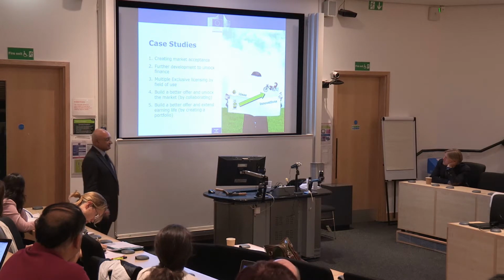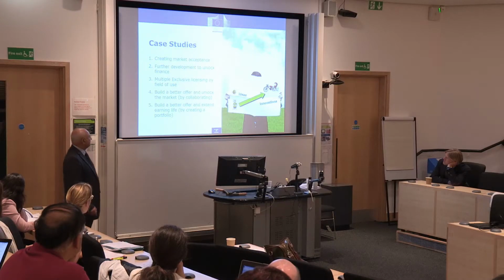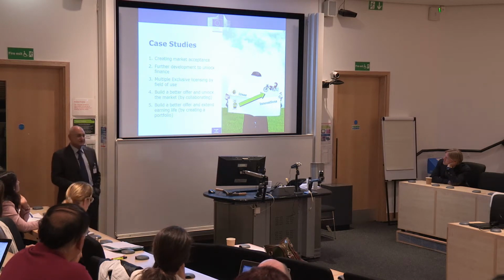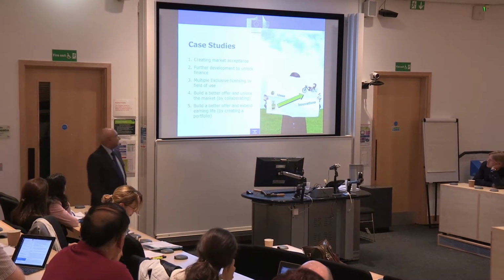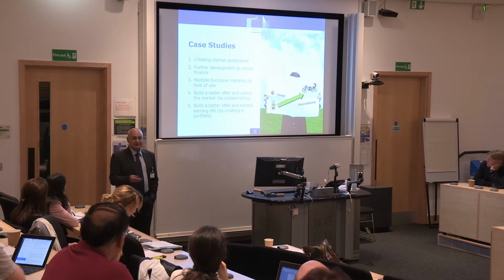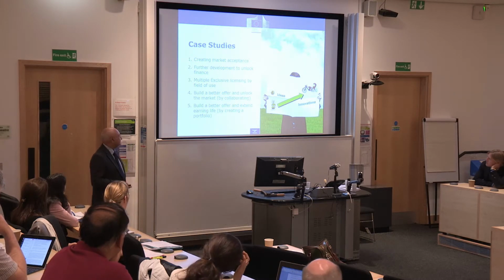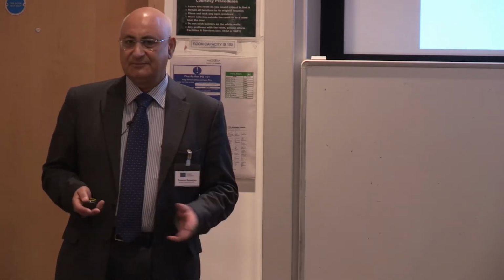The second one is about trying to unlock the market because you needed to do further development. That's one we mentioned earlier. Multiple exclusive licensing by field of use, and why you might want to do that. Building a better offer by collaborating with others and unblocking the market, and then building a better offer and extending the earning life by maybe deciding to build a portfolio.